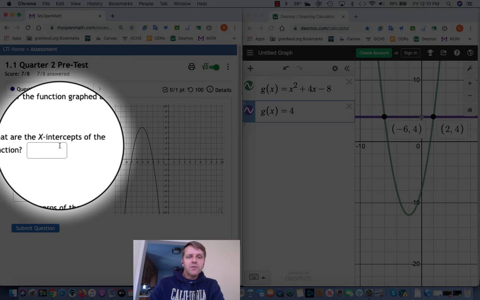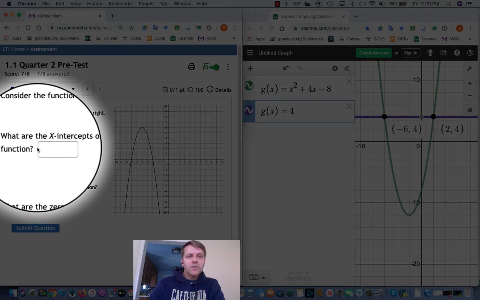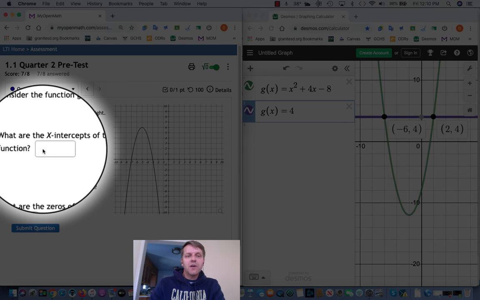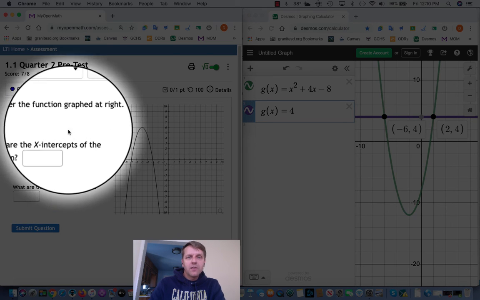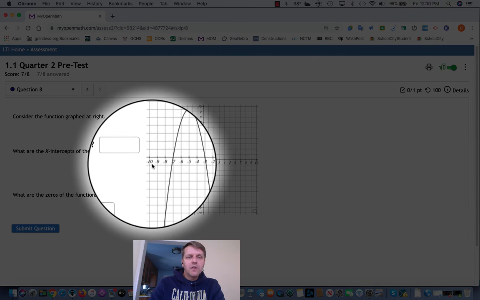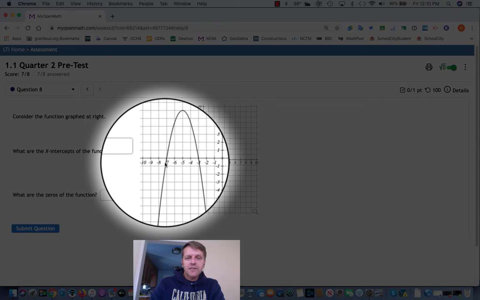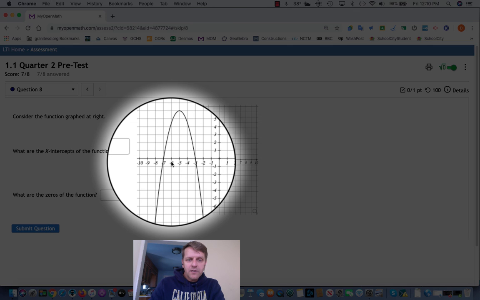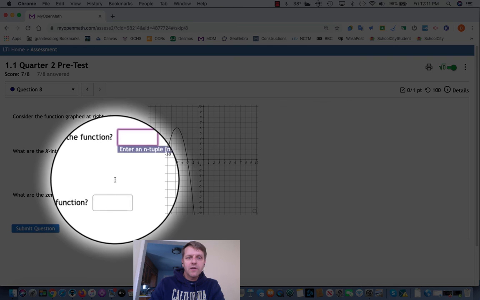All right, let's look at this one. Consider the function graphed at right. What are the x-intercepts of the function? I'm going to make this larger here because we're not using Desmos right now. That is, where does this cross the x-axis? Well, it crosses right here at -7, and it crosses right here at -3.